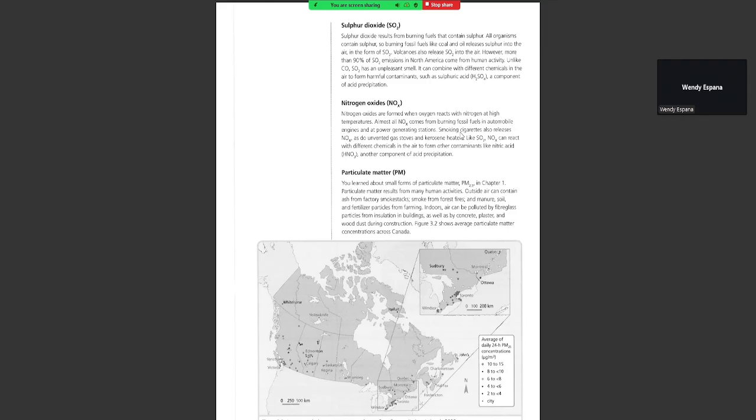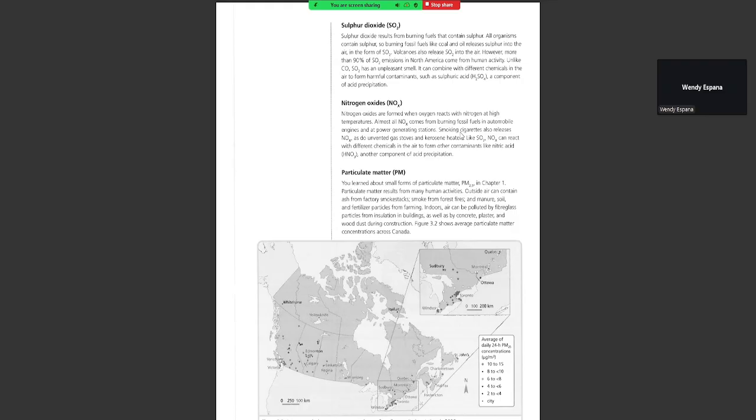Okay, at the top of page 62, there's sulfur dioxide, SO2. It's from burning a fossil fuel that has sulfur in it. All organisms contain sulfur. So if you have a fuel like coal or oil, it comes, remember, from dead organisms that were crushed under intense heat and intense pressure for millions of years. That's what you're burning when you're burning fossil fuels. They were living organisms at one time, and so they had sulfur in them. So when you burn them now, they produce SO2.